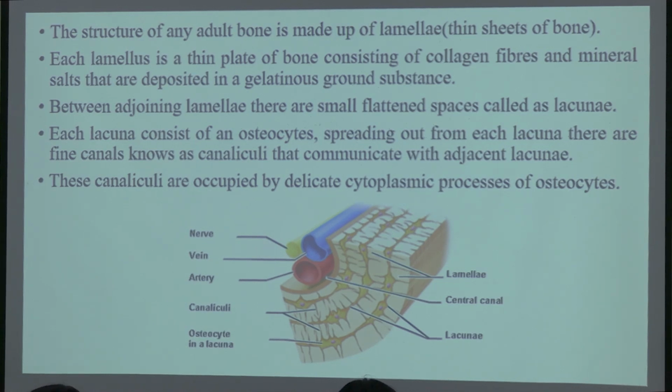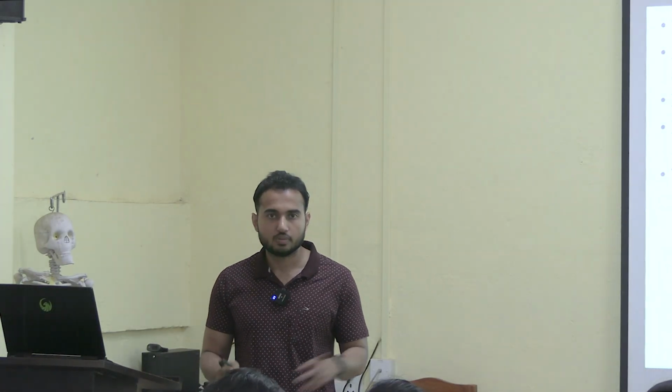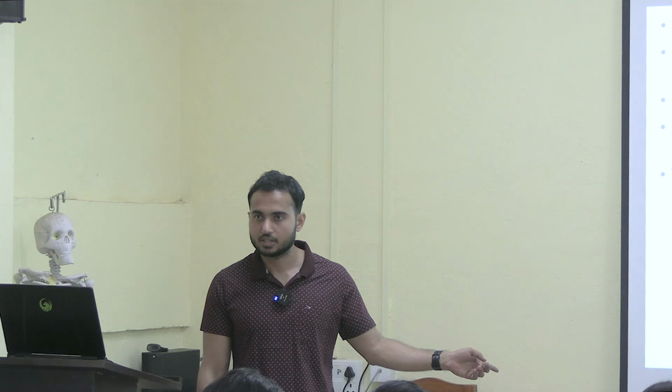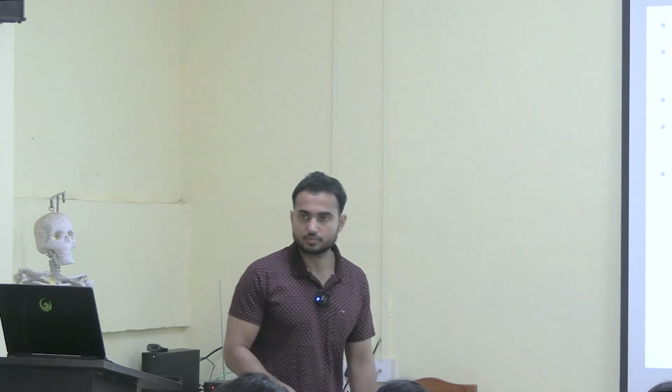That means if you take the example of this lamellus, this whole thing is one lamellus. How is it formed? First of all, it is formed by collagen fibers, type 1 collagen fibers. Along with that, mineral salts are there, that means the calcium salts. And where are they deposited? They are deposited in a gelatinous ground substance. So this satisfies the components of connective tissue also, where we can see all three components are there, right? And along with that, the thin sheet of bone is also formed. Okay.